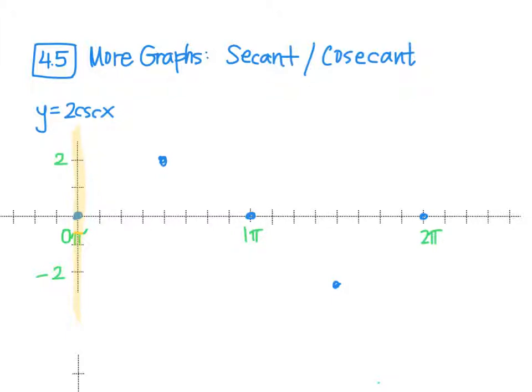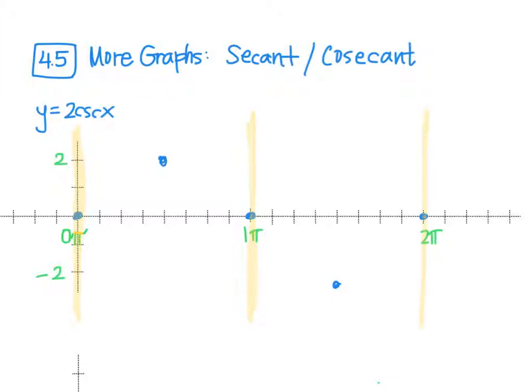Where's the next asymptote going to be? At 1, all right? There will be another asymptote there, because that's 0, and 0 turned into a reciprocal is undefined. Where's the next asymptote going to be?